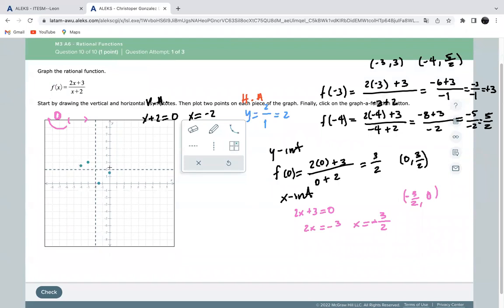And I imagine that you have an idea of how this graph will look, but let's select graph a function, and there you go. That's how the graph will end up looking. Once again: vertical asymptote, horizontal asymptote, y-intercept, x-intercept, and another 2 coordinates that are up to us as long as they are on the opposite side of the asymptote.